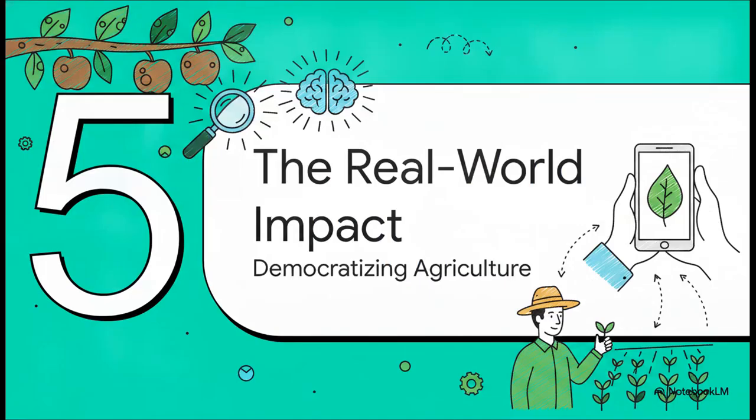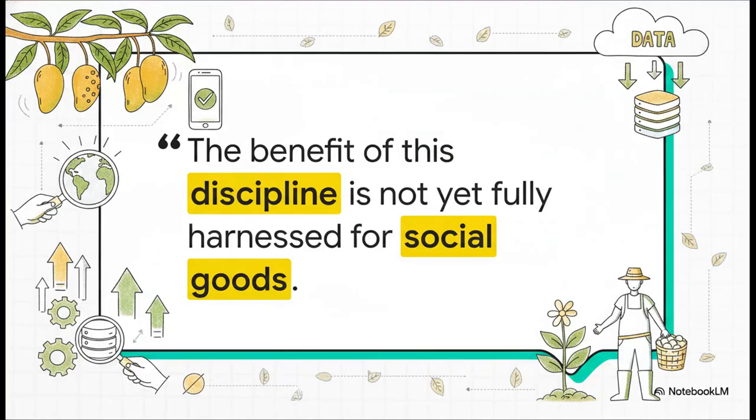And finally, Section 5, the real-world impact. This is all about democratizing agriculture. All of this meticulous work, the background cropping, the rotations, the strict balancing, it's all about moving powerful diagnostics directly into the hands of everyday farmers.